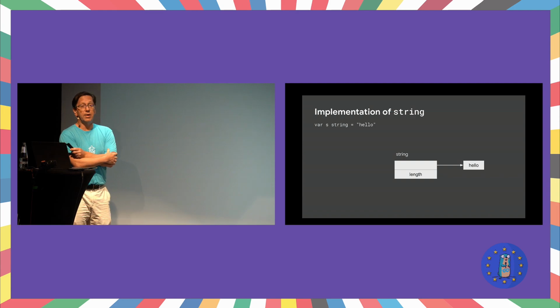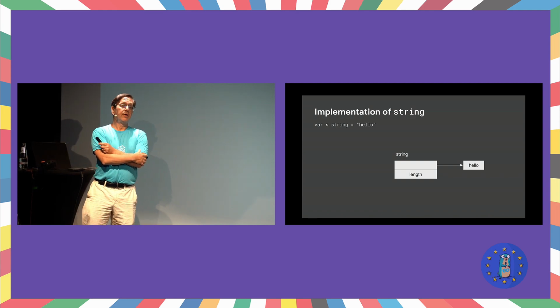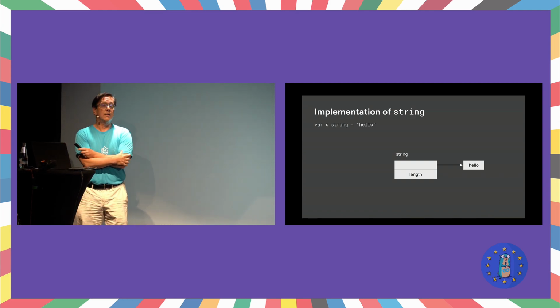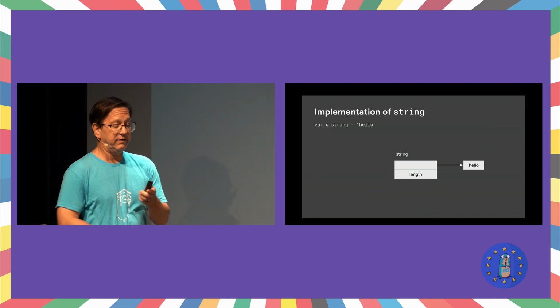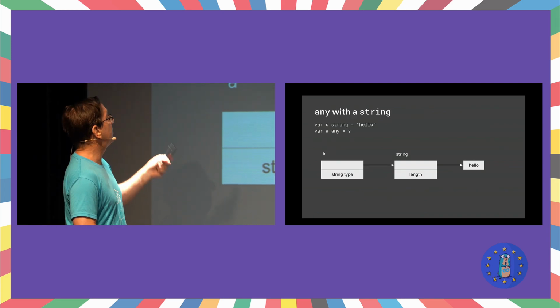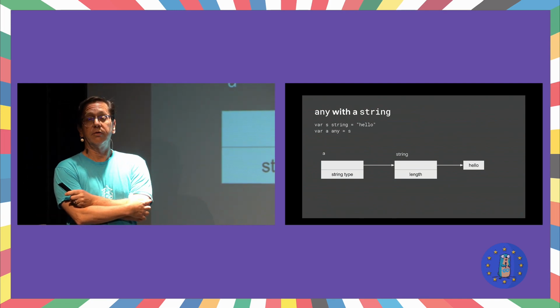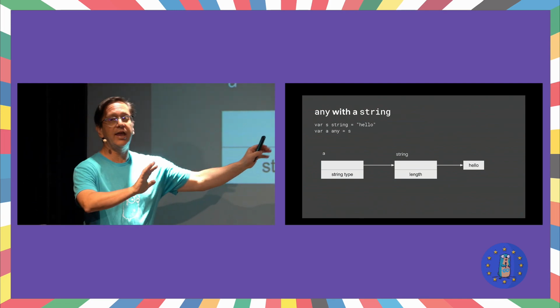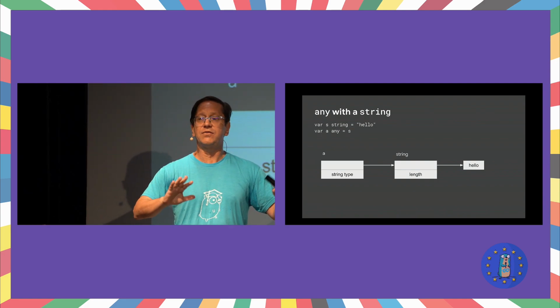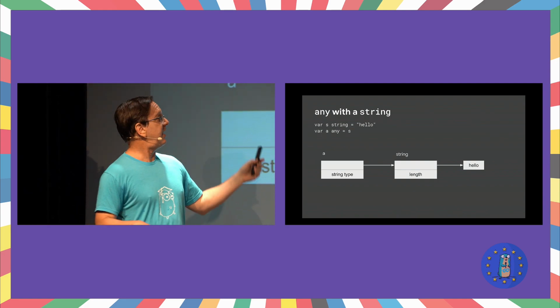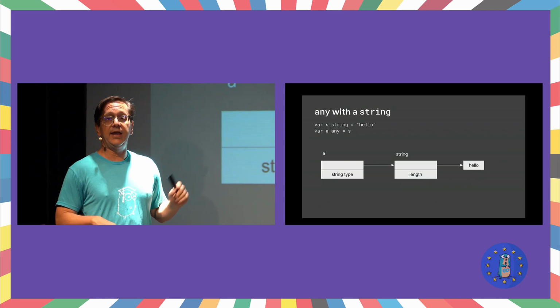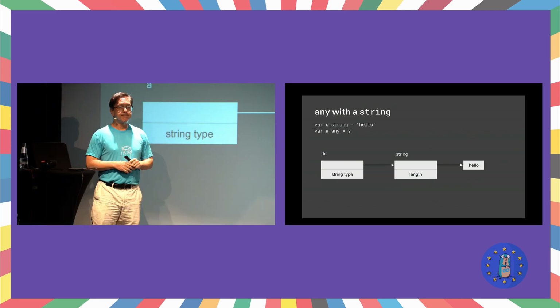This is how strings are represented, also 2 machine words. The first is a pointer to the actual data, the bytes, and the second is the length. When you put them together, like when you assign a string into an any, you get this picture: 2 arrows, 2 allocations. Now, the string allocation is in your program anyway. You have to do that. That doesn't count. But this extra allocation, when you put the string in the any, is what we're going to avoid.